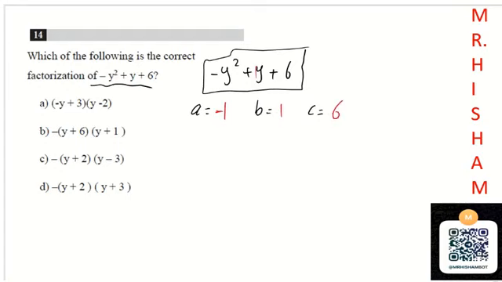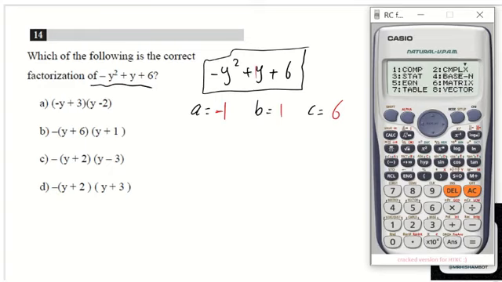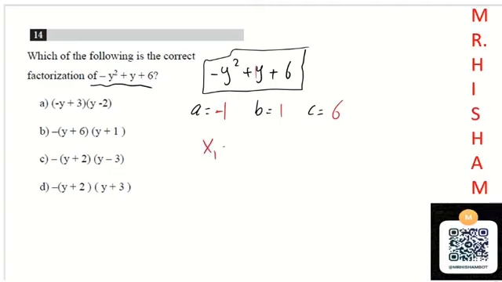So I use my calculator, the regular one, press mode, equation, 3, because ax squared is number 3, and the value of a is negative 1, so I press negative 1, then I press equal, and the value of b is 1, and the value of c is 6. Then I press equal. It gives me that x1 is equal to 3 and x2 is equal to negative 2.